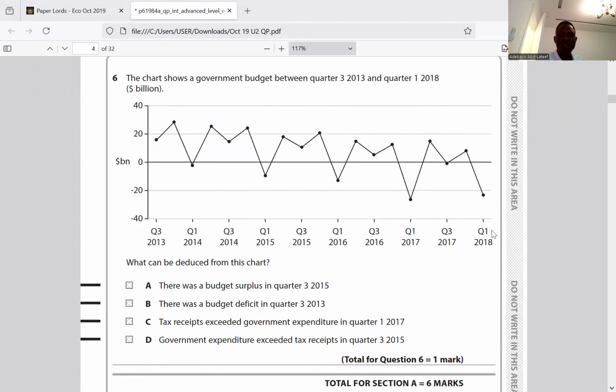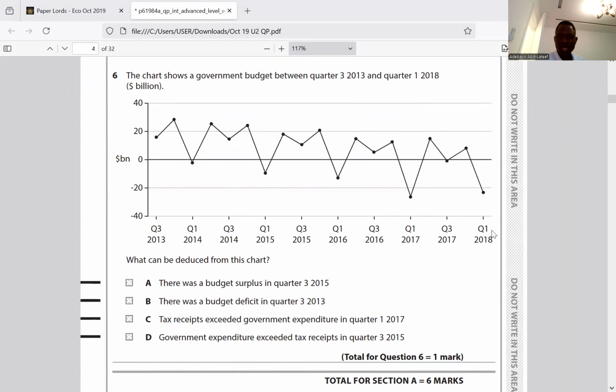They said the chart shows a government budget between quarter 3 of 2013 and quarter 1 of 2018. What's a budget first? A budget is a financial plan on government expenditure and revenue. Okay, so that's done.